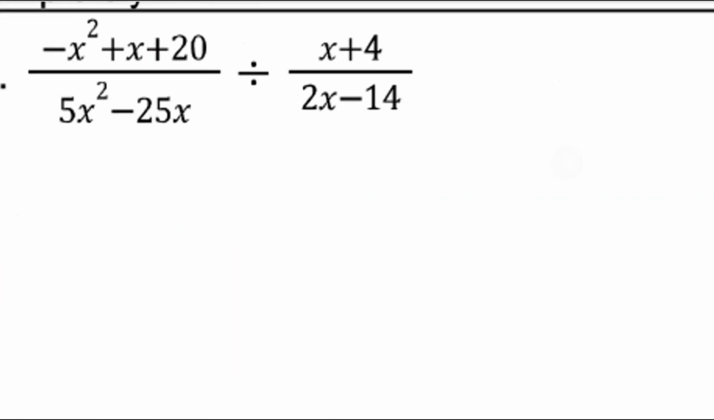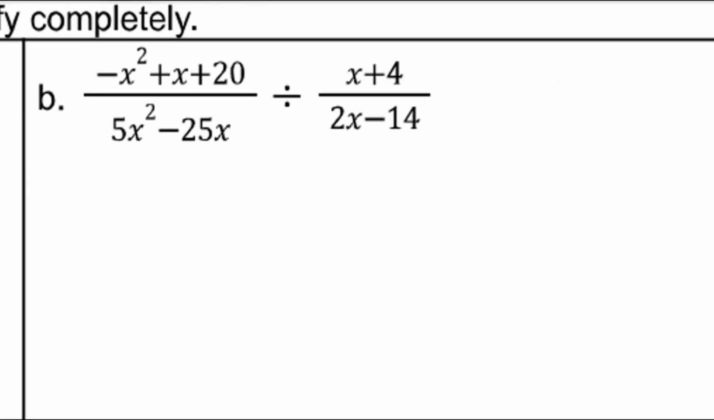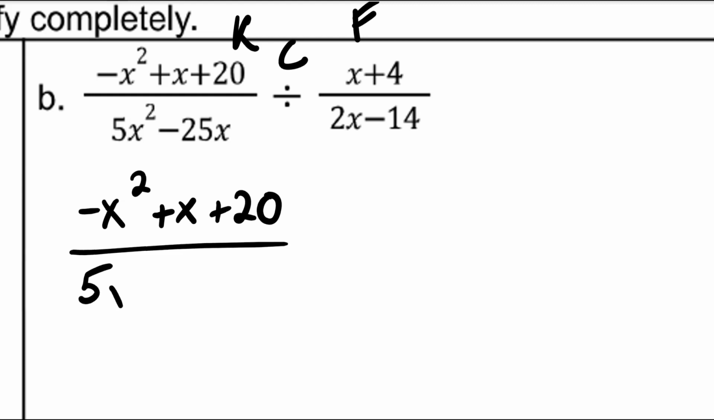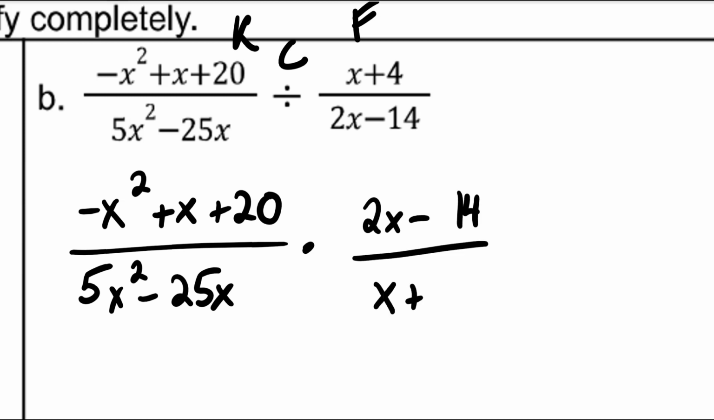When you're dividing for something like b, the only extra thought you have to have is that you need to keep the first fraction, change the sign from division to multiplication, and flip the second fraction. So really the problem we're going to be looking at is negative x squared plus x plus 20 divided by 5x squared minus 25x times 2x minus 14 over x plus 4. And then all the same rules apply. I want to factor as much as I can and then see what reduces.